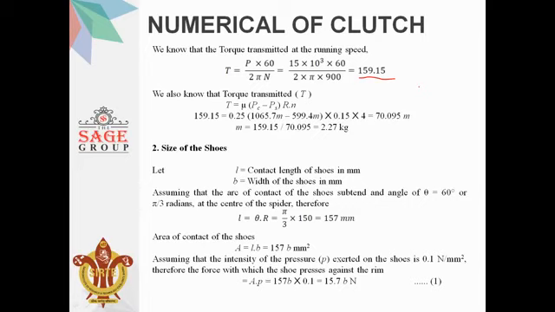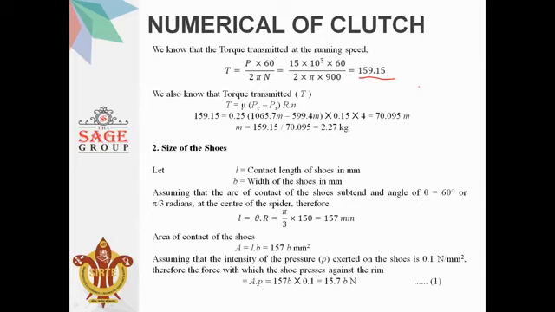Now we also know that the torque transmitted T is equal to mu into (PC minus PS) R into N. So let's substitute all the values. Here it is 159.15 is equal to 0.25 into (1065.7 m minus 599.4 m) into 0.15 into 4. Solving this we will get 70.095 m. So m will be equal to 159.15 upon 70.095, which is equal to 2.27 kg. So the mass of the shoes here is 2.27 kg.